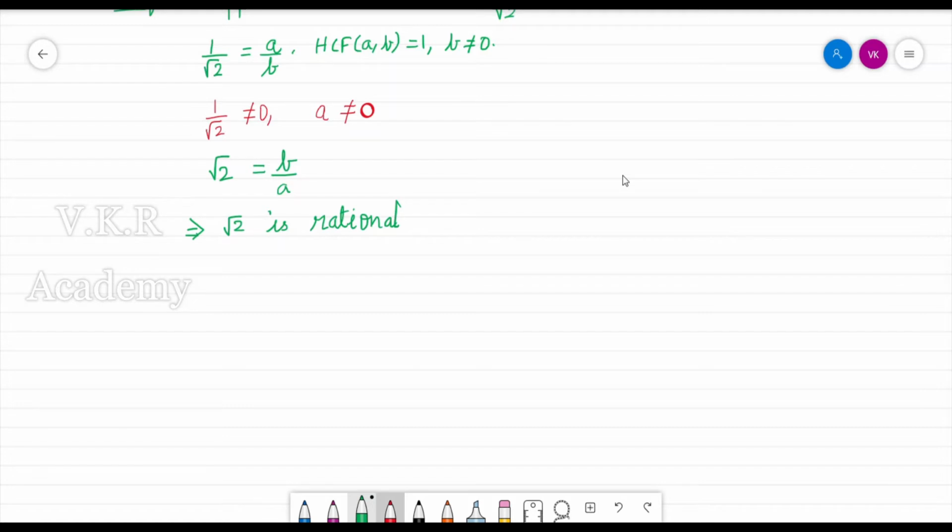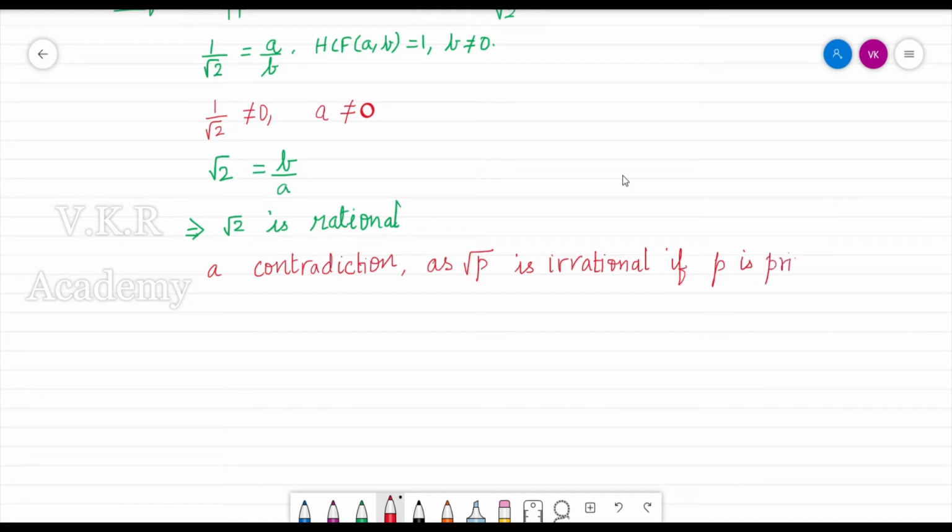A contradiction to the fact that root p is irrational if p is prime. So this implies 1 by root 2 is irrational.